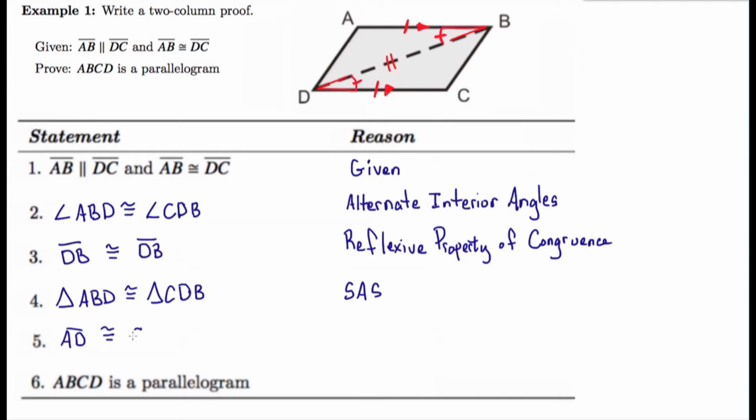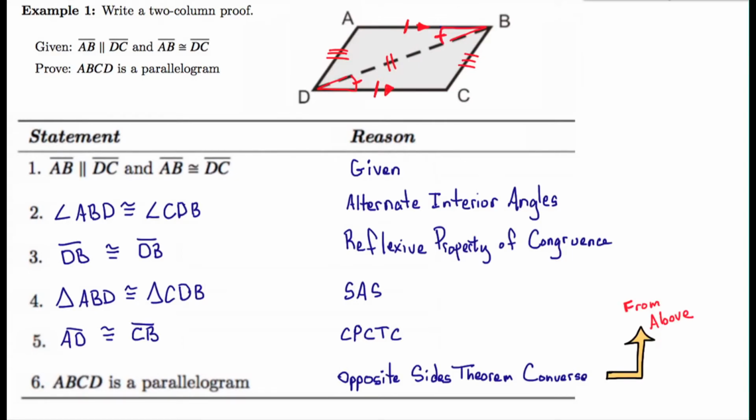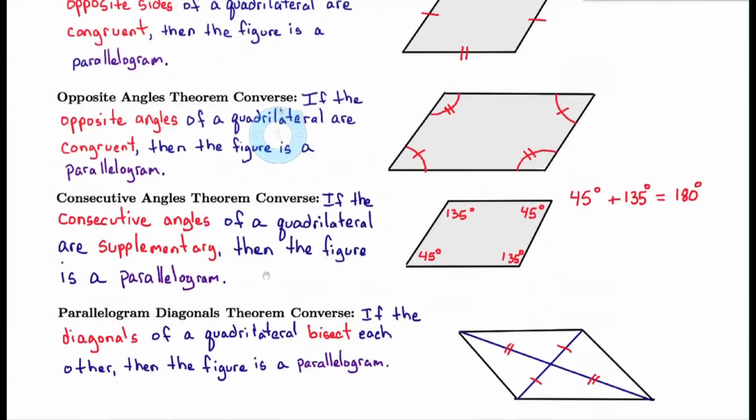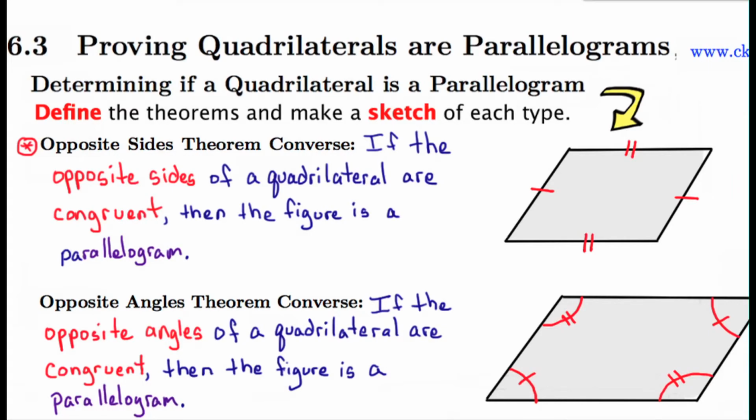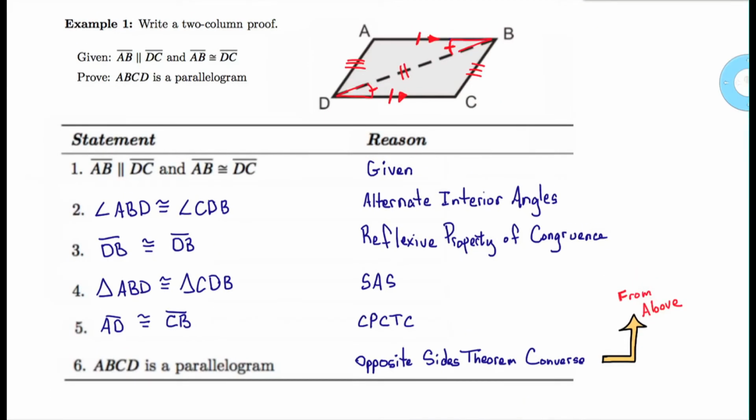Well, now I know that segment AD is congruent to segment CB because we've already proven the triangles congruent, so that would just be CPCTC. And now I can say that quadrilateral ABCD is a parallelogram because of the opposite sides theorem converse, which is the theorem that we just learned in the very beginning, which states if we know the opposite sides are congruent, then the figure is a parallelogram. Okay, we got that one. Moving on.